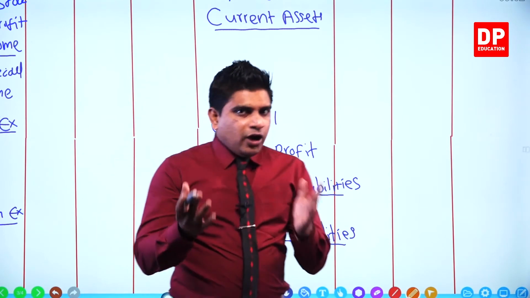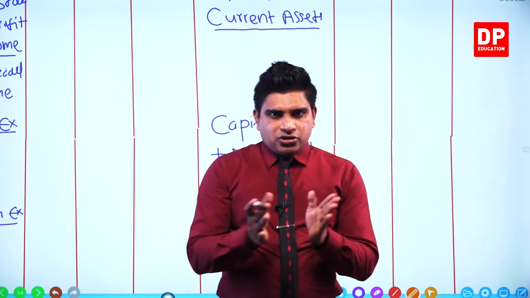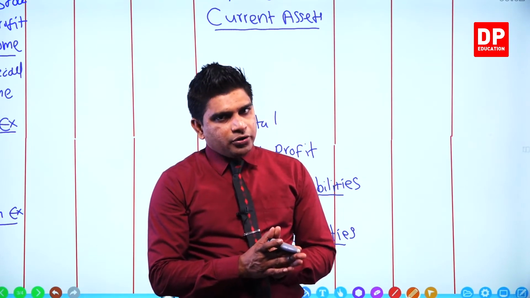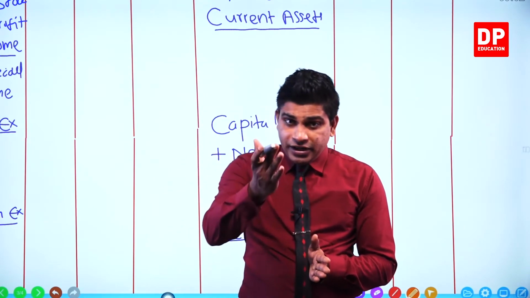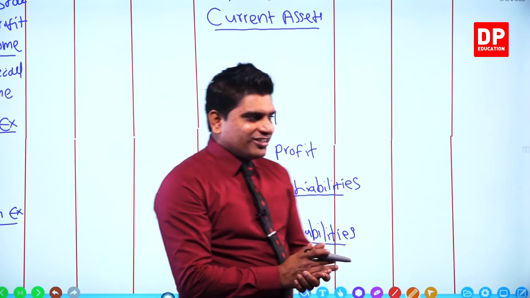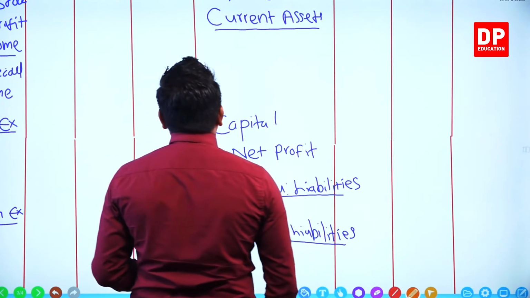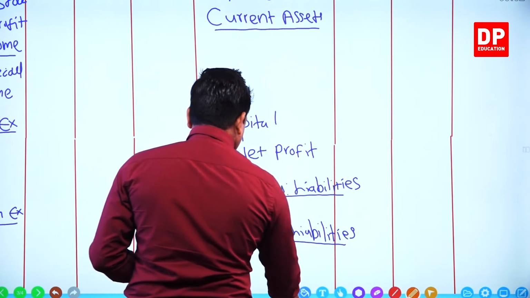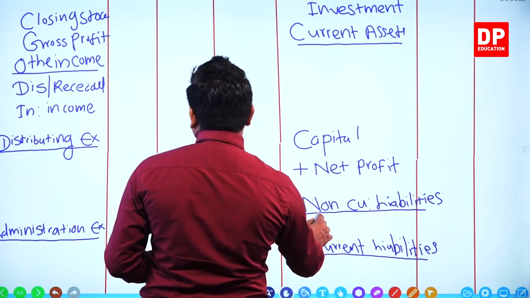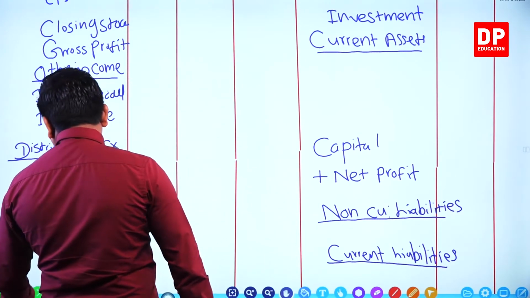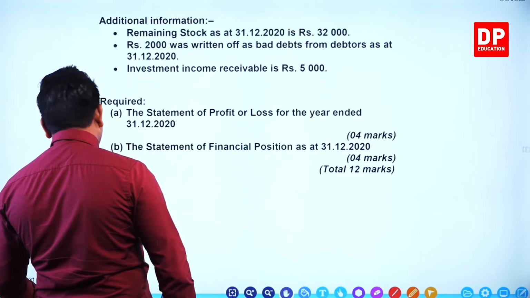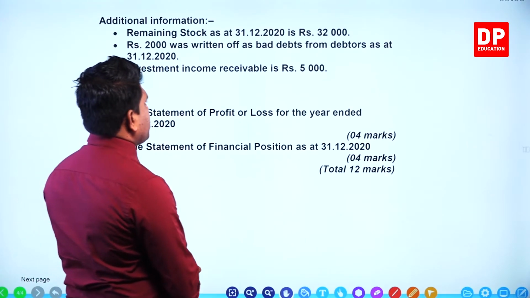I think you all are ready now to do the question, right? You must draw with me. I told you before, right? Are you ready? Right. Now, I'm going to start the question. First we have to go to the additional information. This is the additional information.